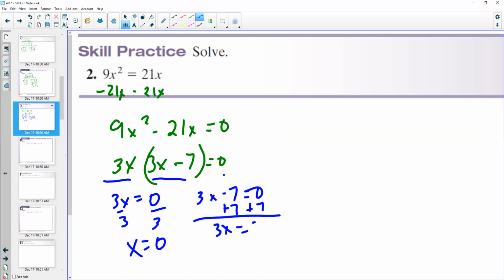3x equals 7 divided by 3. X equals 7/3. All right, and here's the thing. This is just a picky kind of thing as a teacher. For me, it is entirely possible that you had a teacher in high school, or multiple teachers, or teachers before me that said, if you have an improper fraction, you have to make it a decimal, or you have to change it into a proper fraction.